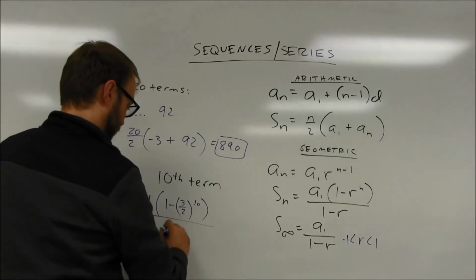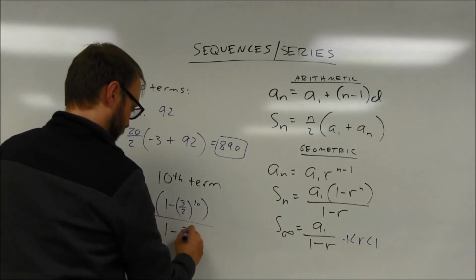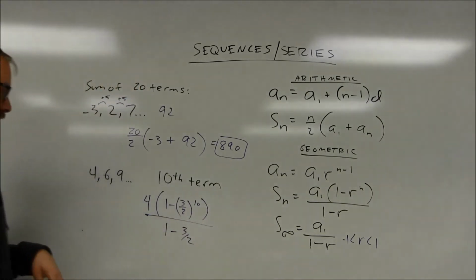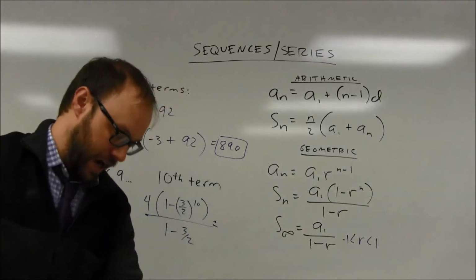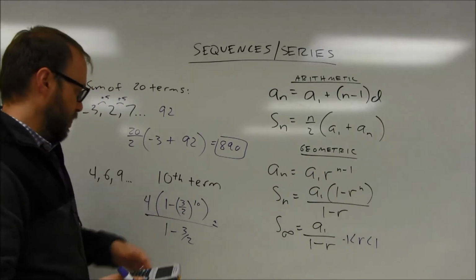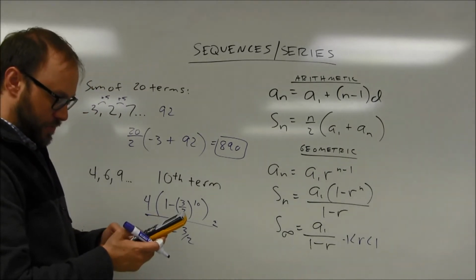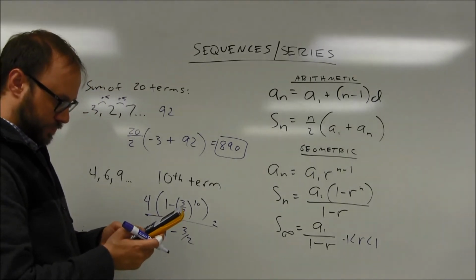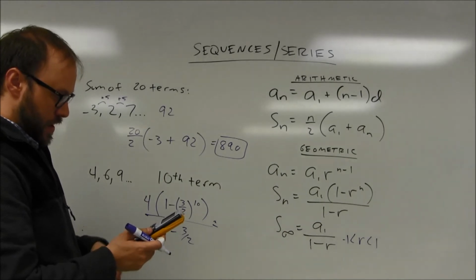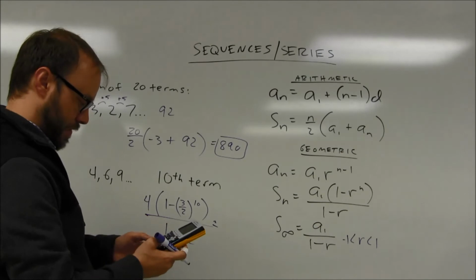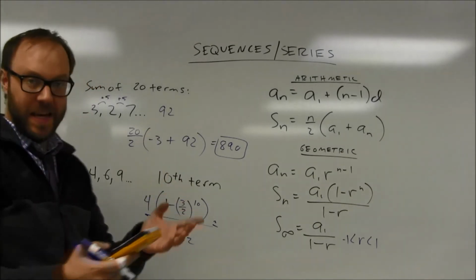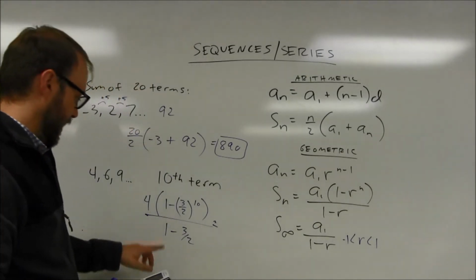And then you're going to divide by 1 minus the common ratio, 1 minus 3 halves, and we just have to be careful here when we evaluate this. So that's going to be 1 minus 1.5 to the 10th power. That's probably what I do first. You're going to get a negative number. Multiply that by 4. Okay, it'll still be negative, but the denominator is also going to be negative.